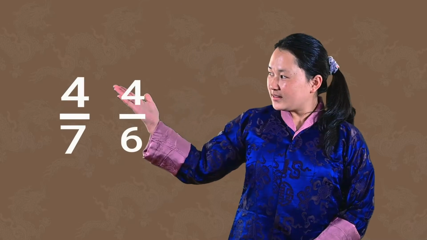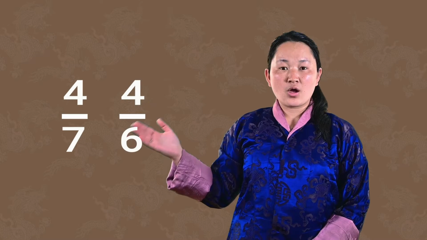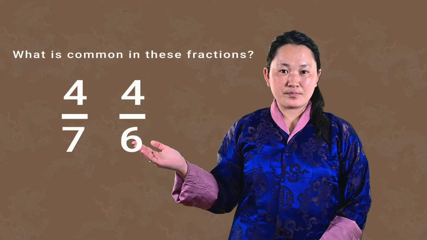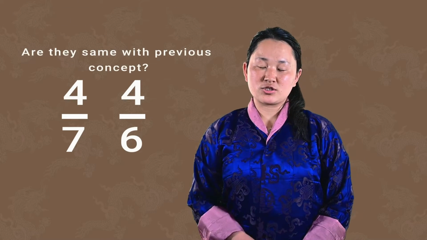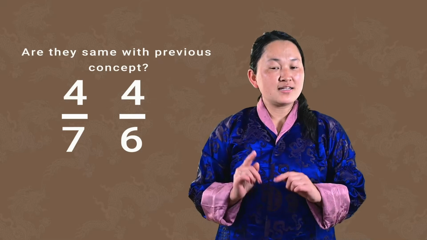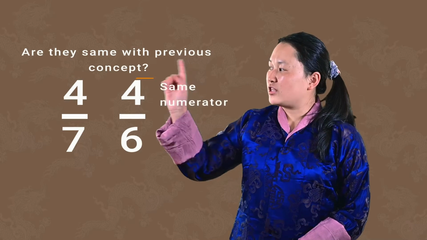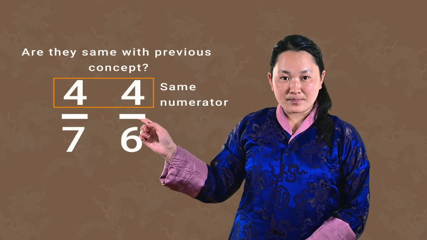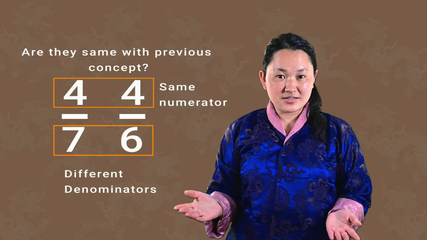Hello children, welcome back. Look at these two fractions. What is common between them? Are they like the fractions we used in our first concept? No, they are different. Here the numerators are same and the denominators are different. How about comparing these two fractions by using two loaves of bread?